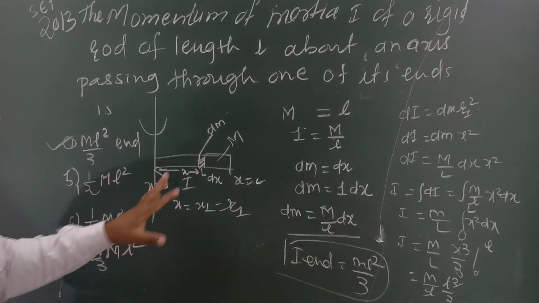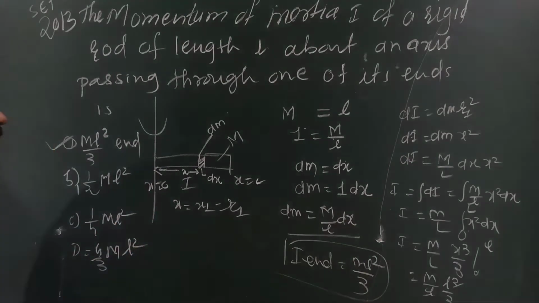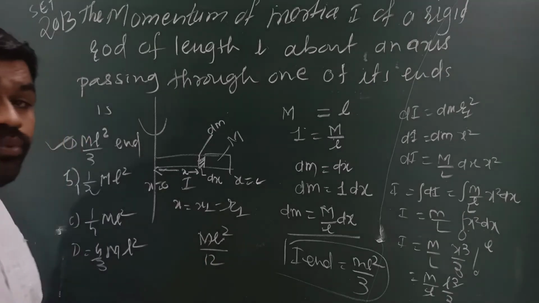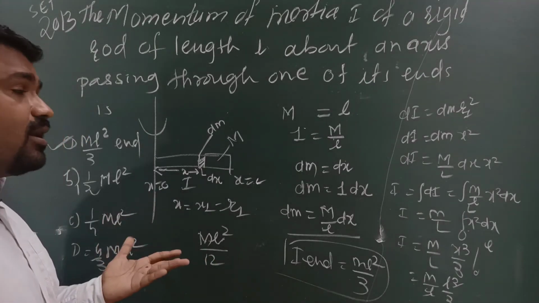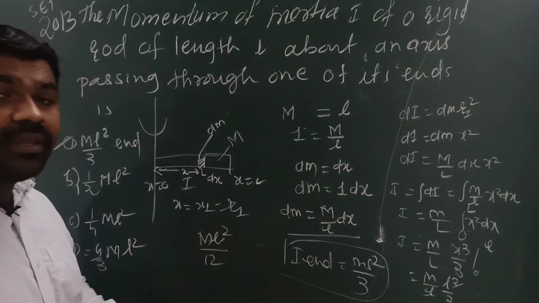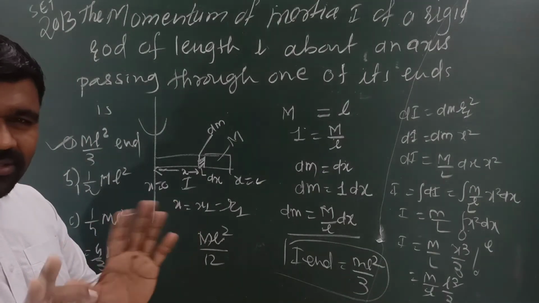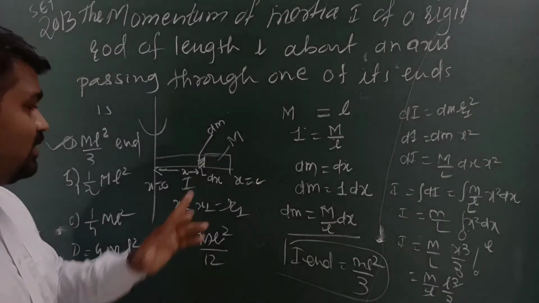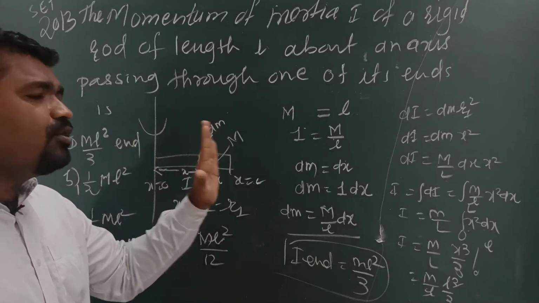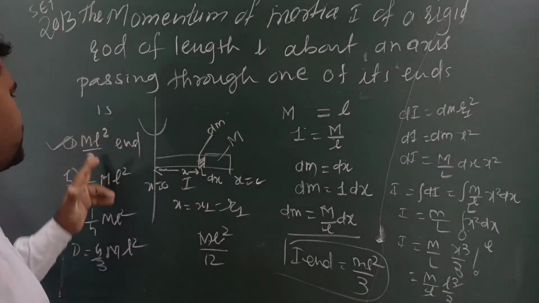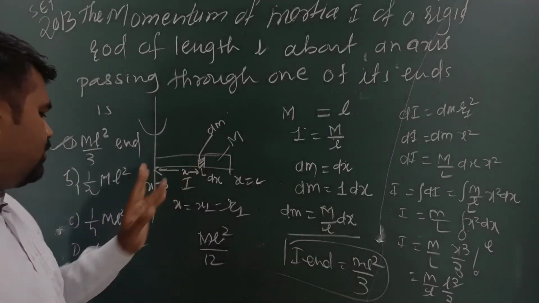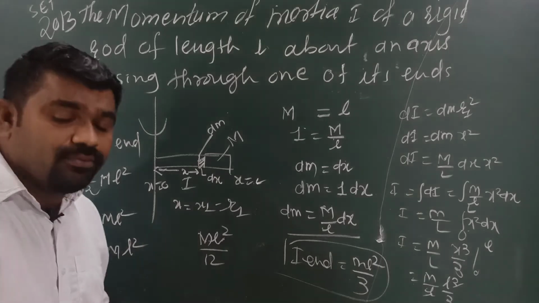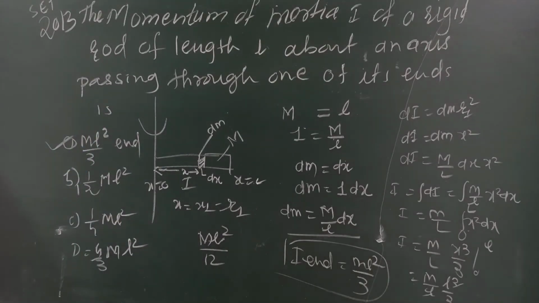What is the moment of inertia at the center? At that time we get the answer ML square by 12. Which moment of inertia is larger, at one end or at the center? At one end. Because moment of inertia does not depend only on mass, it depends on mass and its distribution also. The rod is the same, but the moment of inertia changes from point to point. At one end it is ML square by 3, at the middle it is ML square by 12. So at one end the moment of inertia is larger compared to the center.